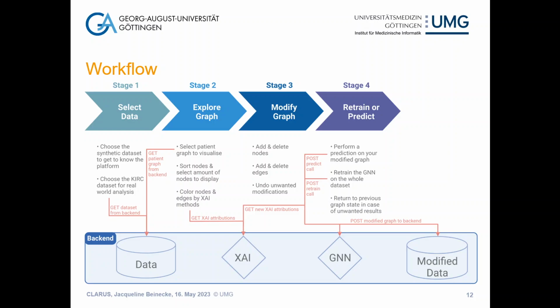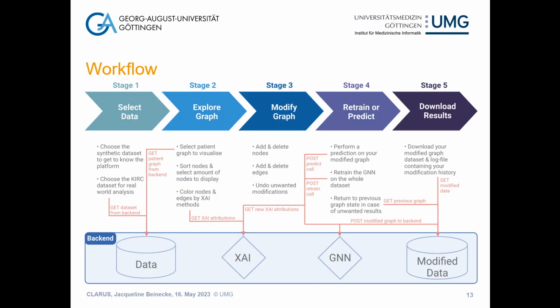And also, if you're unhappy with the results of your changes, you can return to a previous state. All graph states are saved in our backend. If you're happy with your results and you're done with your analysis, you can then download your results by downloading your modified data and also a log file containing all the changes you made to the data and basically the timeline of all changes you performed.